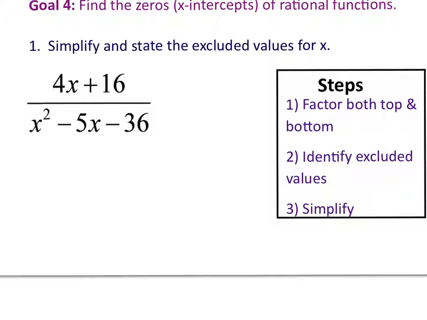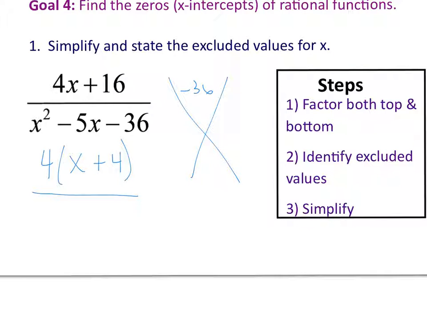On the top of my fraction, 4x plus 16, I'm going to factor out a 4 and then undistribute and get x plus 4, right? So again, taking out the GCF of 4. Now if I factor the denominator, I need to use the diamond method and find factors of negative 36 that when added together give me negative 5. That would be negative 9 and positive 4. So I would write here x minus 9 times the quantity x plus 4. So that's step 1 complete. Factor both the top and the bottom.